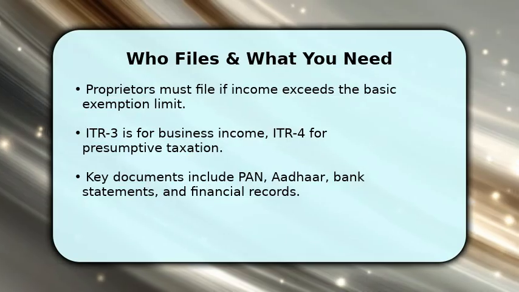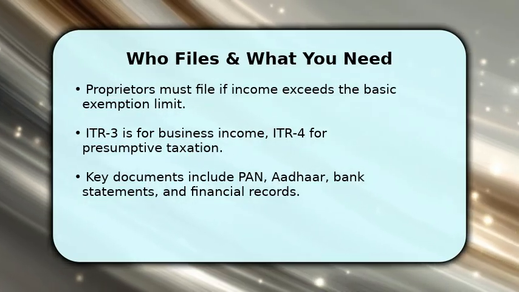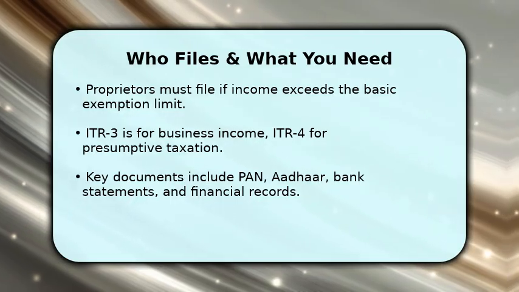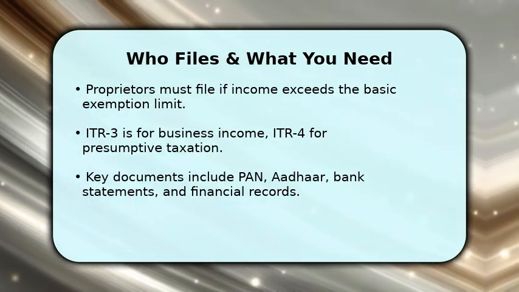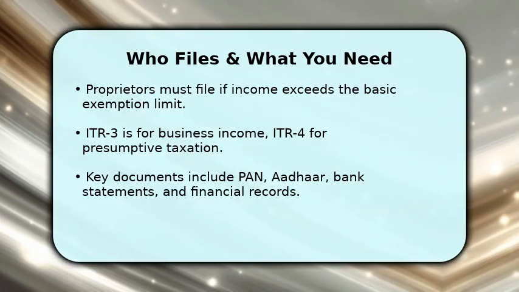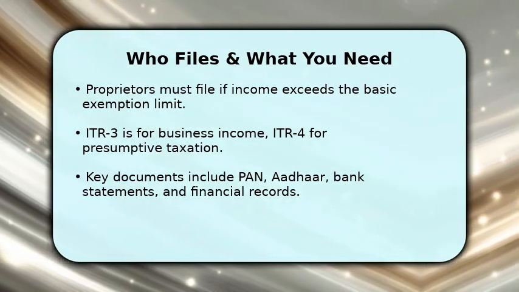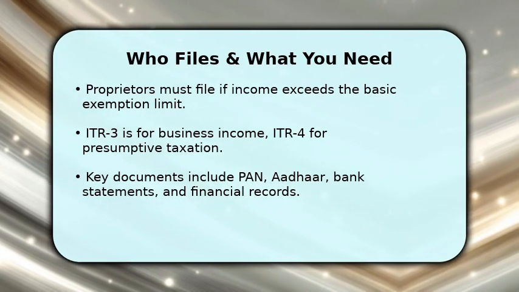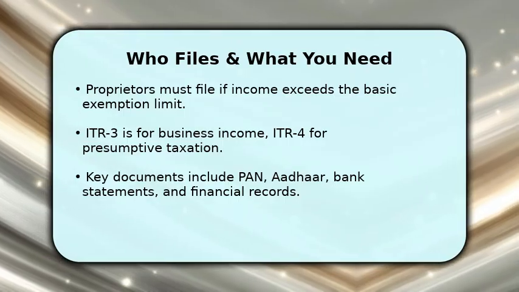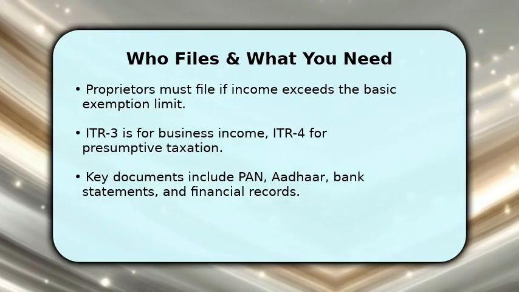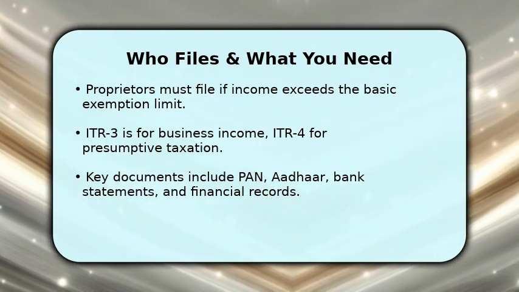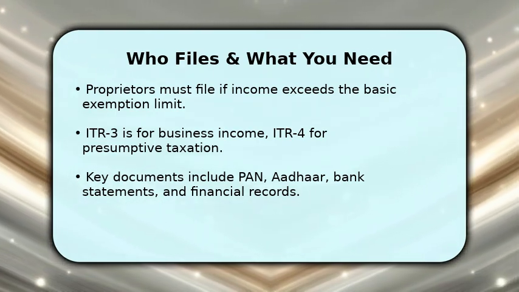As a sole proprietor, you must file an income tax return if your total income surpasses the basic exemption limit, which varies by age. You'll typically use ITR 3 for regular business income or ITR 4 if you opt for the presumptive taxation scheme. Essential documents include your permanent account number, Aadhaar card, and bank account details. Also, gather your profit and loss statements, balance sheets, and any TDS certificates like Form 16A.